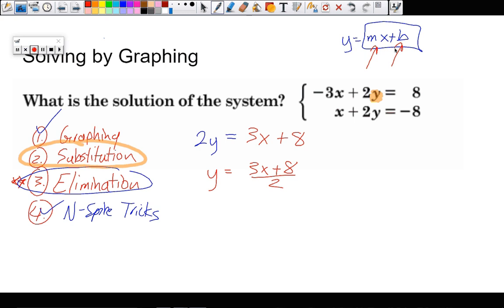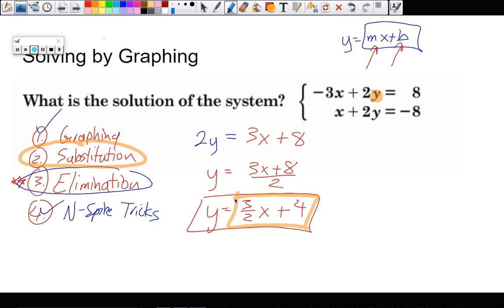I want 2 terms to be listed. So broken up, this would be 3/2 x, plus what? Plus 4, because 8 divided by 2. So this is my equation, but this is what I'm putting into the calculator. You with me? Alright, so let's solve for y on this other one.